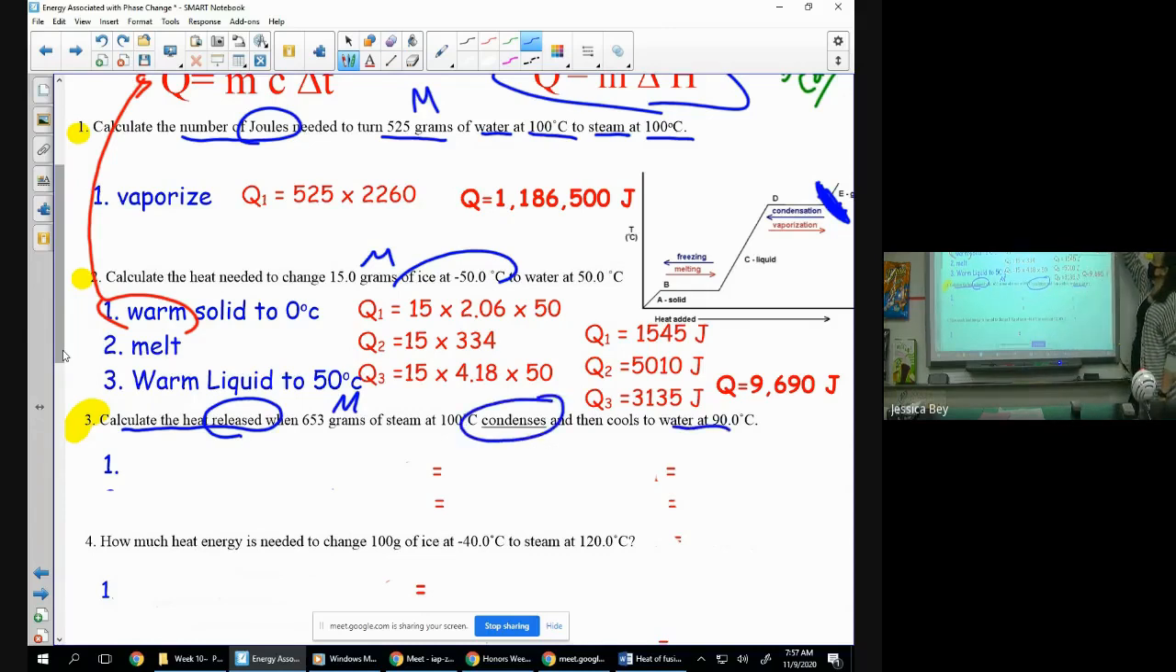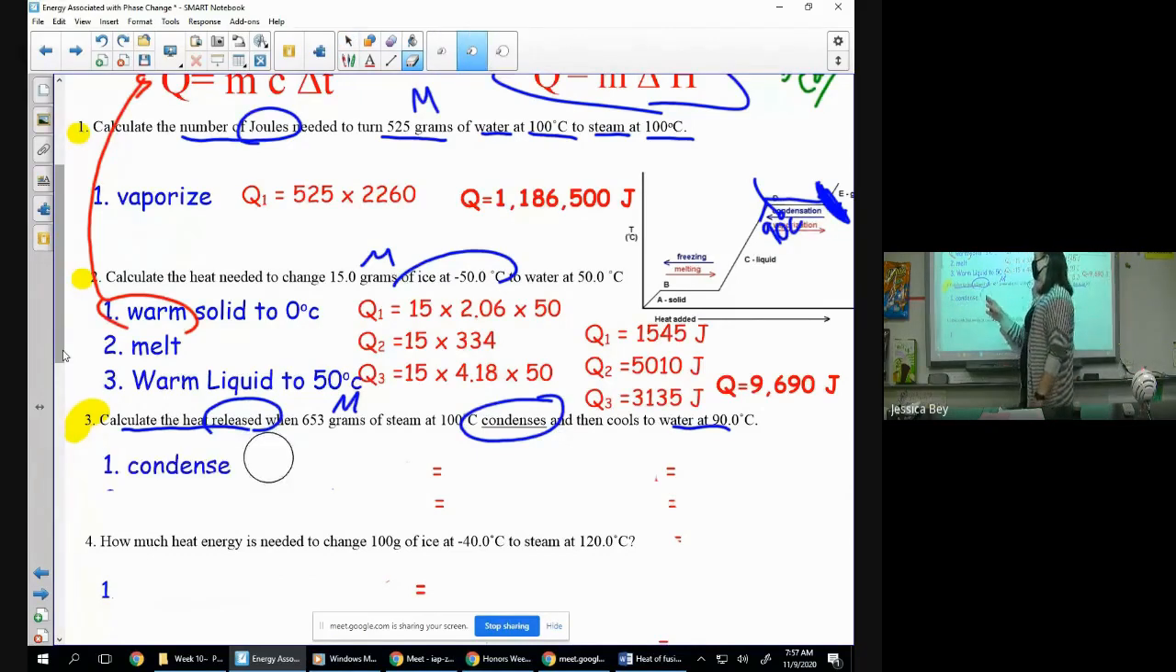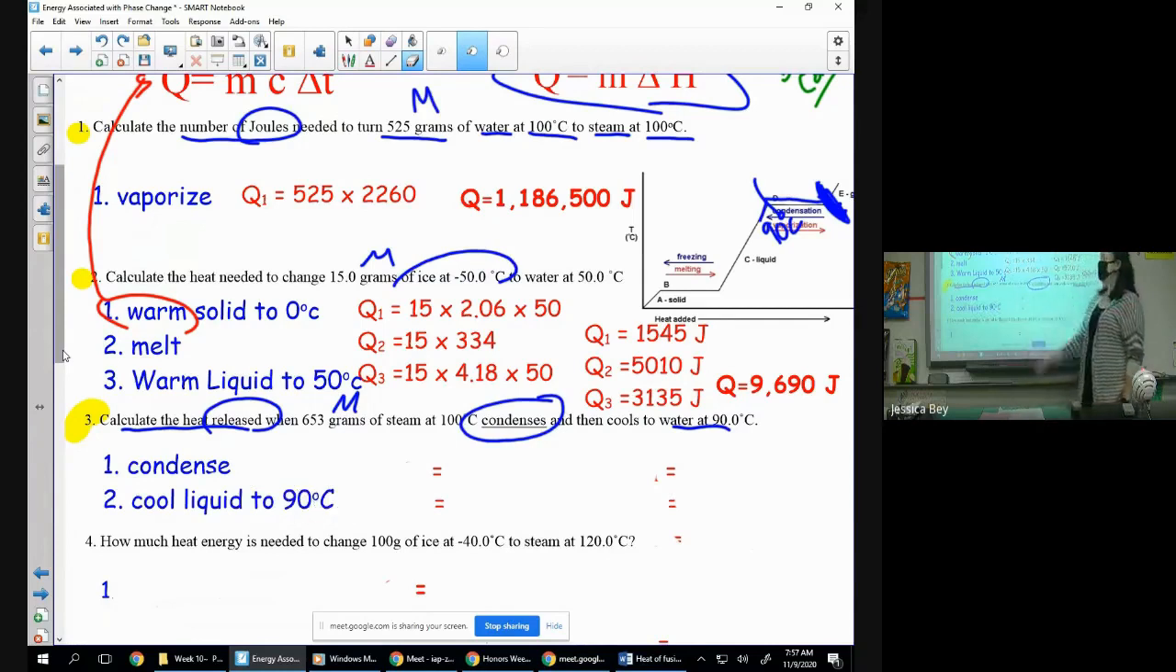So the first thing I need to do is travel across this line. I need to condense. Then I just need to cool to 90 degrees Celsius. So step one, it kind of tells you in the problem. Step one, condense. Step two, once you condense, I'm going to cool my liquid to 90 degrees. There is one tricky thing here. Let's see who can get it.